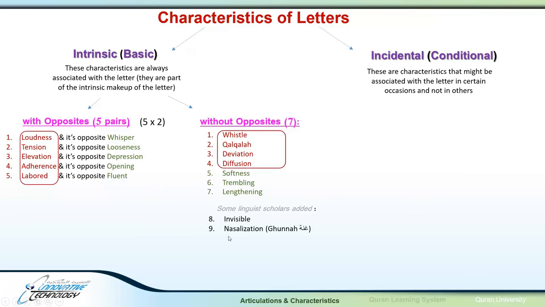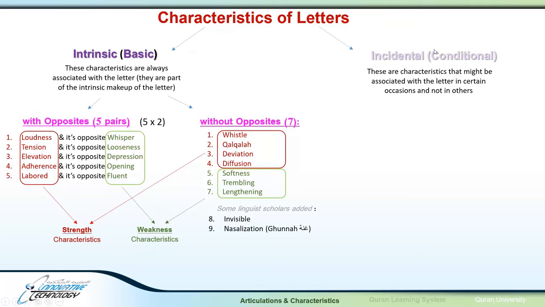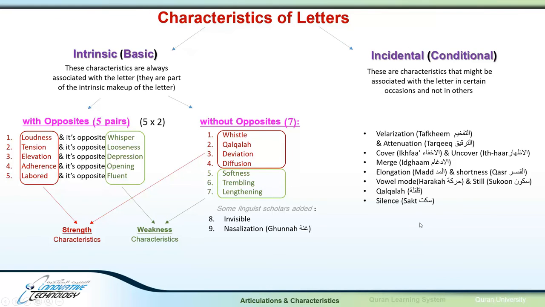Now, some of these characteristics are considered strength characteristics, given the color red here, while the other group, given the color green, are considered weakness characteristics. And on the right here, we're going to list the incidental conditional group of characteristics, and this is the list. Don't worry about understanding it or looking into the details of this. Such details of those characteristics will be described at a later stage. And some of those characteristics would have detailed lessons dedicated to describing them at a later stage.